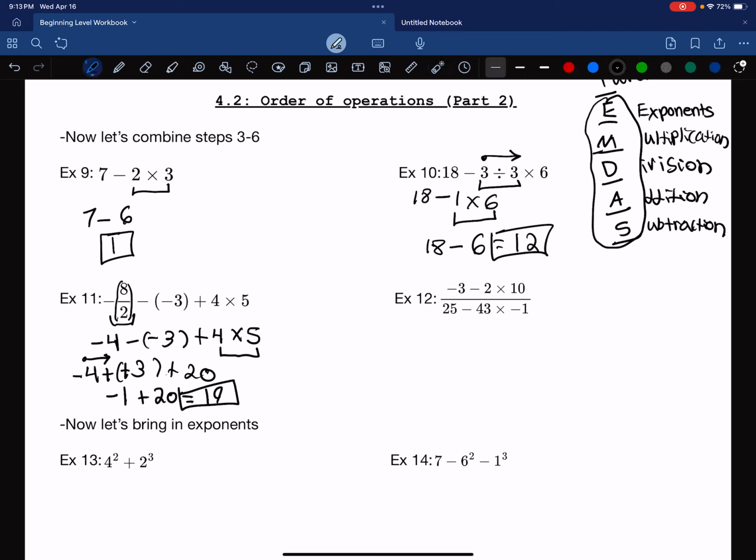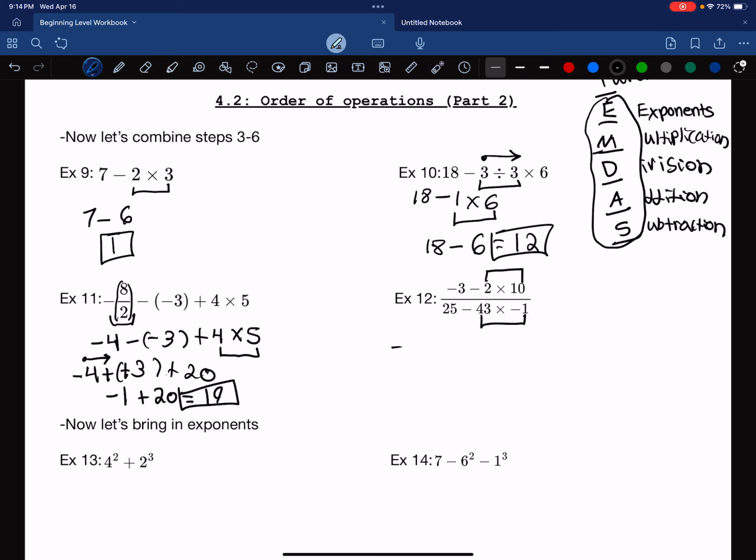So let's start off with this top section here. So we have negative 3 minus 2 times 10. So because we have this multiplication here, we have to deal with that first. So let's do 2 times 10 first. And let's look at the denominator here. Let's see what we have. So we have 25 minus 43 times negative 1. So since we have the multiplication, we also have to do the operation first.